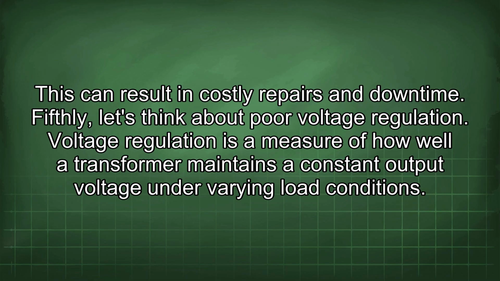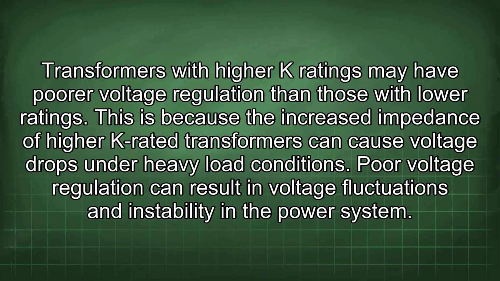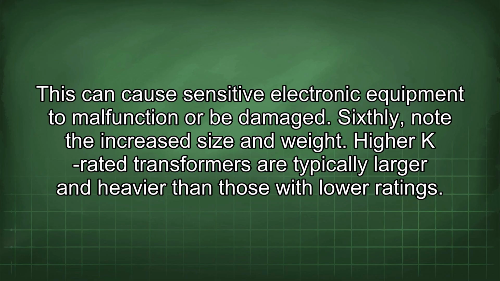Fifthly, let's think about poor voltage regulation. Voltage regulation is a measure of how well a transformer maintains a constant output voltage under varying load conditions. Transformers with higher K ratings may have poorer voltage regulation than those with lower ratings. This is because the increased impedance of higher K-rated transformers can cause voltage drops under heavy load conditions. Poor voltage regulation can result in voltage fluctuations and instability in the power system. This can cause sensitive electronic equipment to malfunction or be damaged.